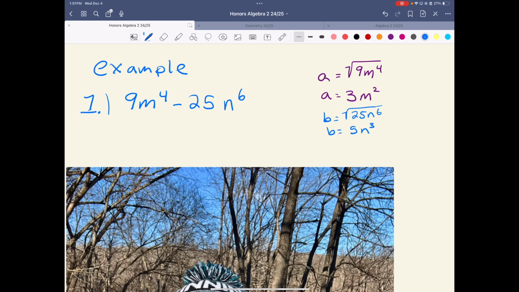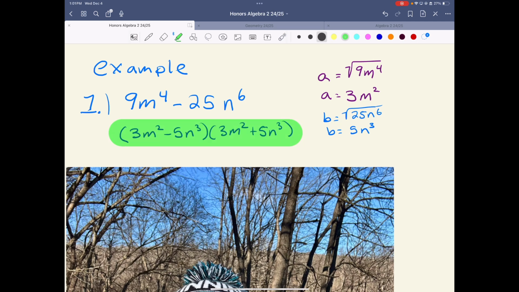Okay, so now I've got my a and my b values. So now this is a plus b. So 3m squared minus, or plus, it doesn't matter which one you do, a minus b times a plus b. There's your solution. And you're done.